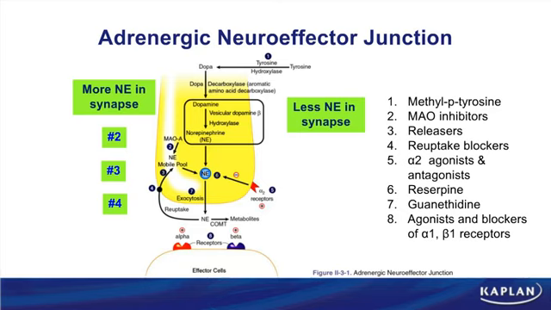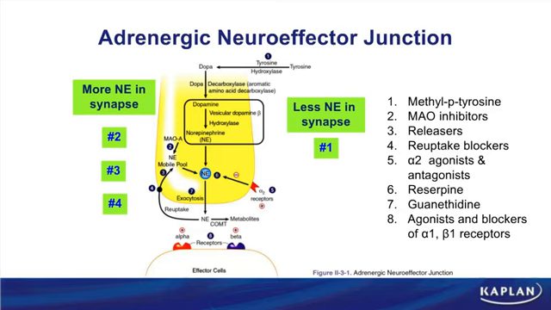On the other side, let's discuss drugs that are going to decrease the amount of norepinephrine in the synapse. There are several of these that we can look at. Labeled as number 1 would be the drug methyl P-tyrosine. It's a drug that competes with and blocks tyrosine hydroxylase. It competes with tyrosine because obviously methyl P-tyrosine is a tyrosine derivative. By inhibiting this rate-limiting step, you decrease the synthesis and obviously the release of norepinephrine into the synapse.